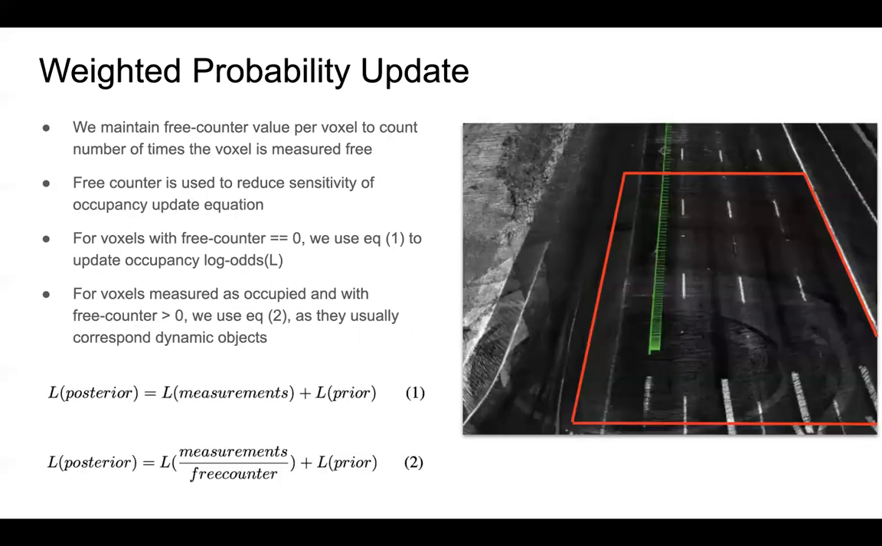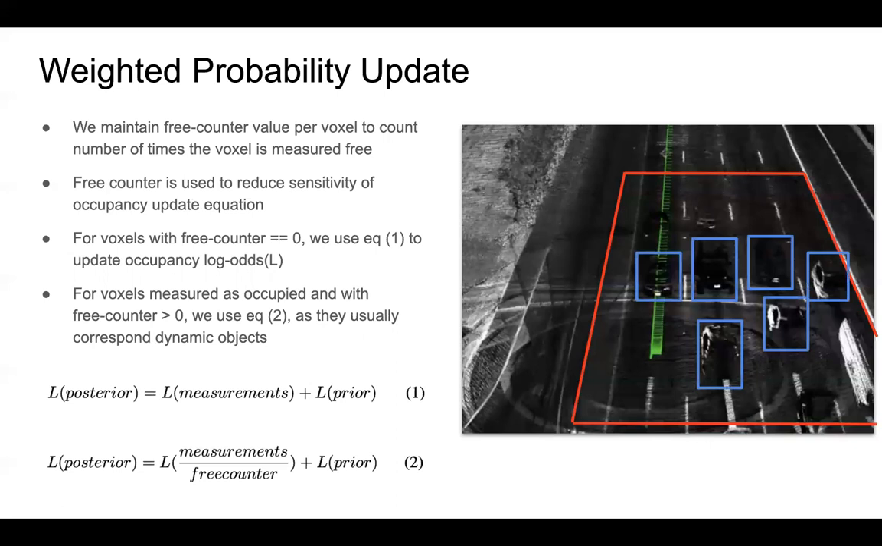To understand how this works, consider the image on the right. Here, the area bounded in red has been measured free multiple times in the past, and the voxels present in this area have a high free counter value. Now, in the input data, this area has been occupied by some vehicles.